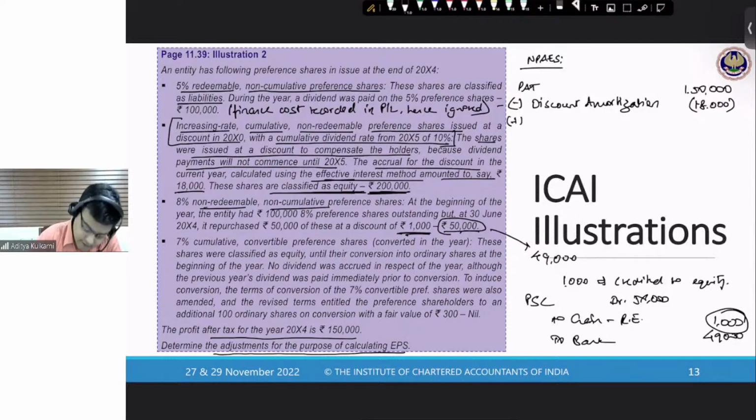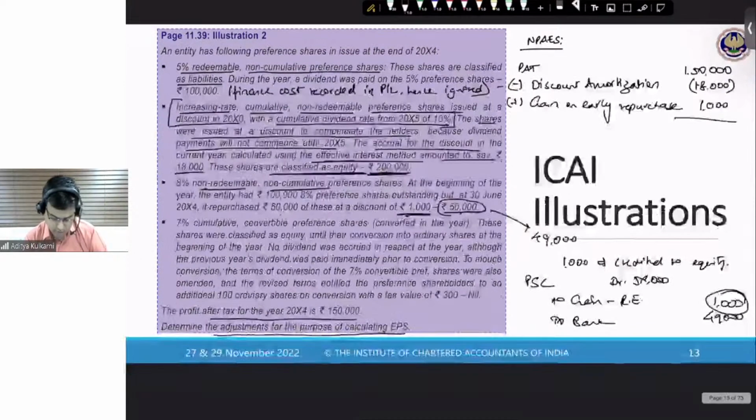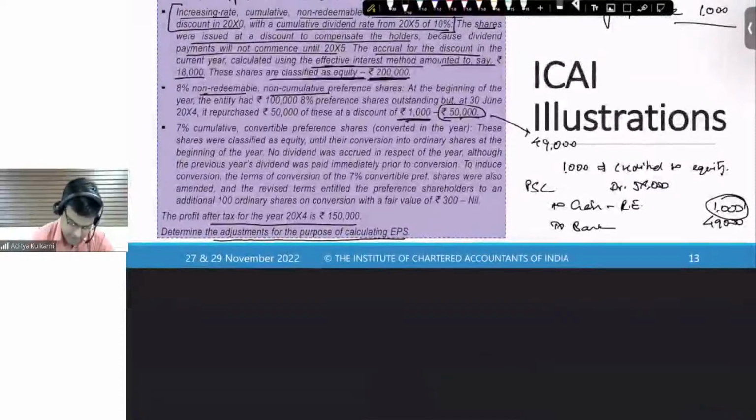Add gain on early repurchase. So that is 1,000. That is 1,000. Okay. So that is done. Next.